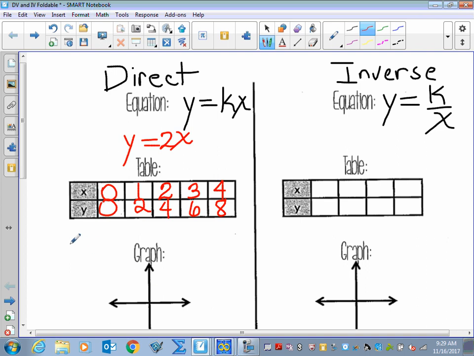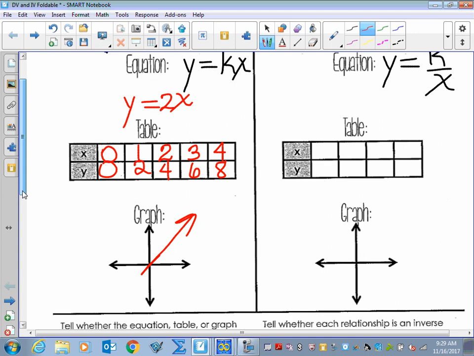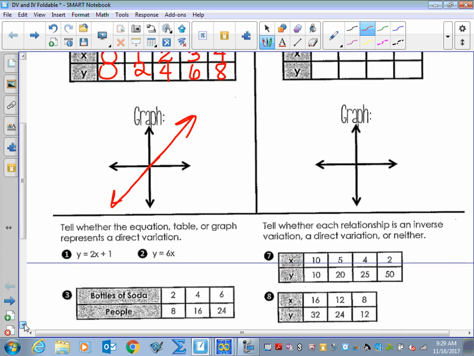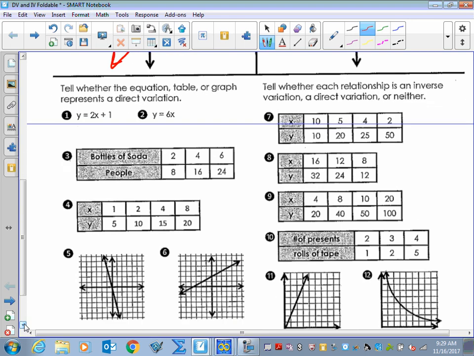Now I'm just going to do a sketch. We don't really need to do any numbers. We know that direct variation looks like that. Right now we're simply going back and reviewing what we know direct variation looks like. So let's continue on the direct side.